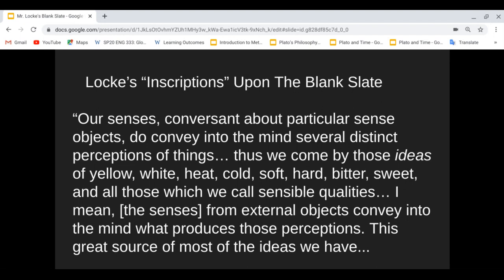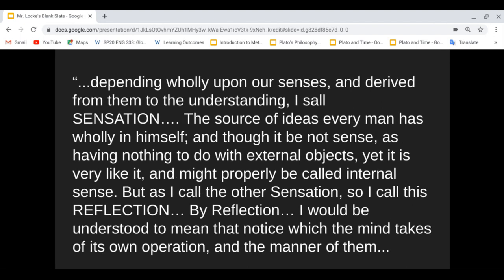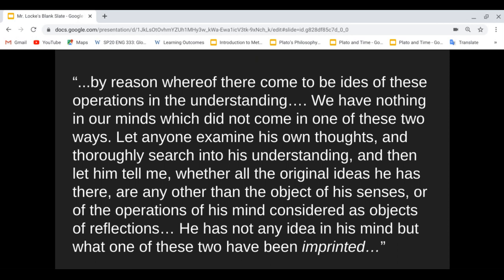This great source of most of the ideas we have, depending wholly upon our senses and derived from them to the understanding, I shall call sensation. The other source of ideas every man has wholly in himself, and though it is not sense, as having nothing to do with external objects, yet it is very like it, and might properly be called internal sense. But as I call the other sensation, so I call this reflection. All right, so we have sensation and reflection. And by reflection, I would be understood to mean that notice which the mind takes of its own operations, and the manner of them, by reason whereof there come to be ideas of these operations in the understanding.